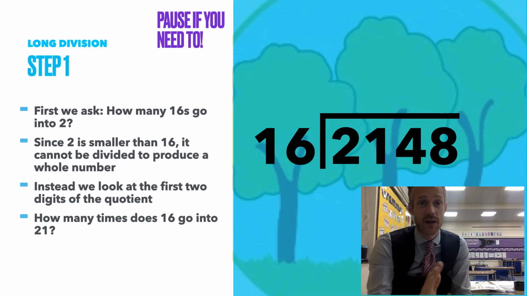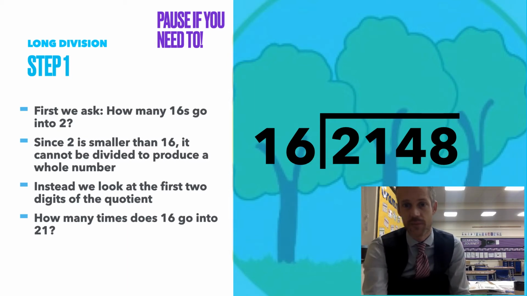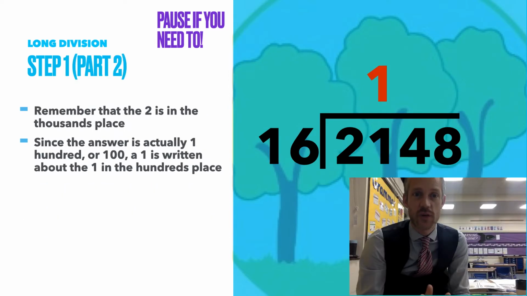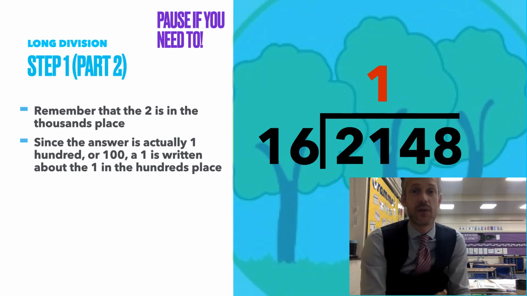So step one, you need to work out how many 16s go into 2. Since the 2 is obviously smaller than the 16, it's impossible to divide and still produce a whole number. So instead we look at the first 2 numbers of the quotient, so 21 in this case, and we say how many 16s go into 21. So hopefully you've noticed that one lot of 16 goes into 21, and because we needed to use the 1 and the 2, so have the 21, the answer that 1 16 fits into 21 goes above the hundreds column.